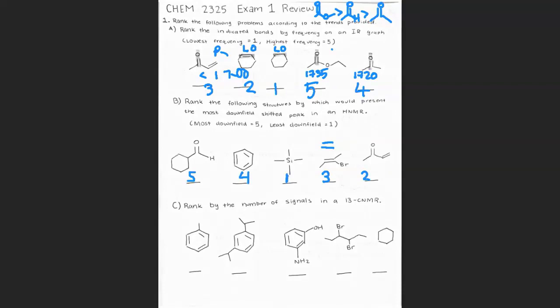Yes? I have a question. I actually got the other way around because you can resonate the double bonds on the alkene, so you have a positive charge, so it's more deshielded, so it's more downward. If that makes any sense.